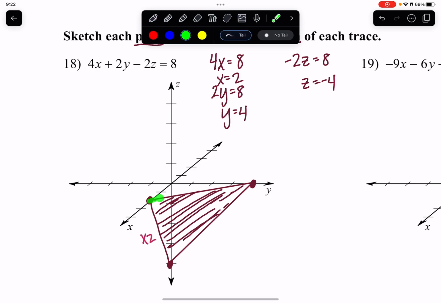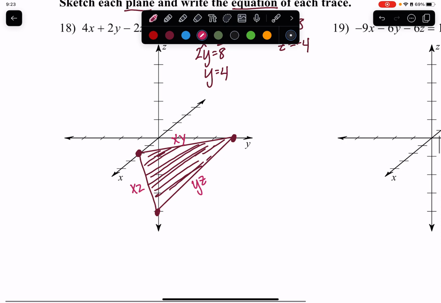This one that I have in green here is connecting the x-axis to the y-axis, the x-intercept to the y-intercept. So we're going to call that one xy. And then we finally have this green line right here. That's connecting the z-intercept to the y-intercept. So we're going to call that yz. I just put them in alphabetical order. It's not wrong if you say zy. It's not wrong. I just always put them in alphabetical order, okay? So that's the label. We now want to write the equation.